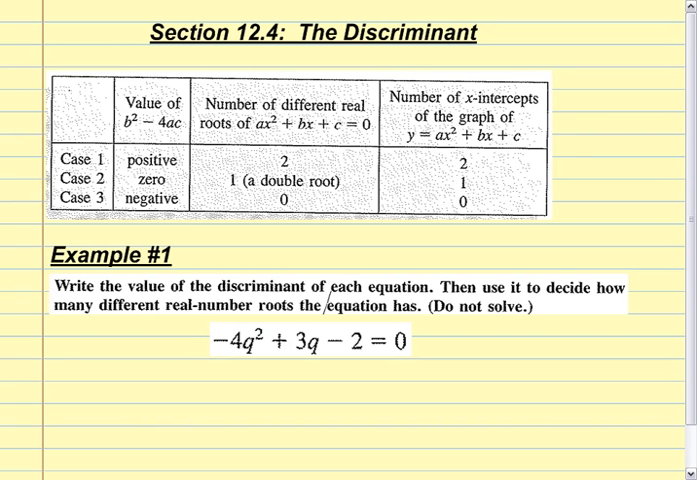Okay folks, section 12.4, the discriminant. You need to know what this is. The discriminant is the stuff that's underneath the radical sign in the quadratic formula. So it's b squared minus 4ac. Okay? We're going to use that to give us some information. All right?